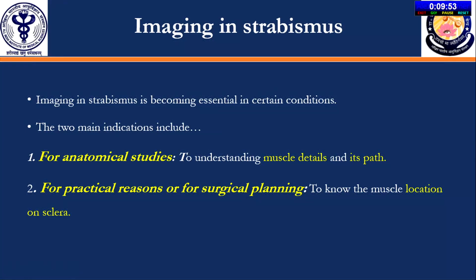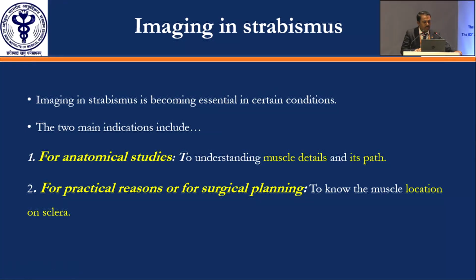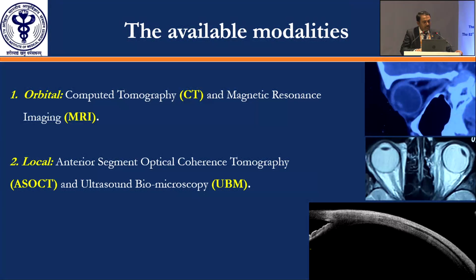So why is imaging essential? It's basically for two indications. We want to understand the anatomical details, or we want some practical information which can be useful for surgeries. For these reasons, we have a few modalities, which include CT scanner and MRI, which can be considered orbital imaging, and there is one more section called local imaging, which includes anterior segment OCT and UBM.